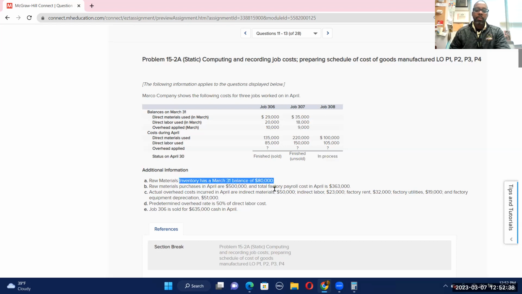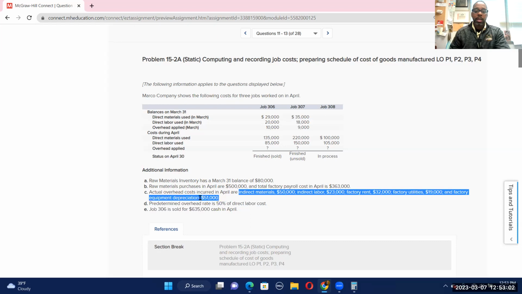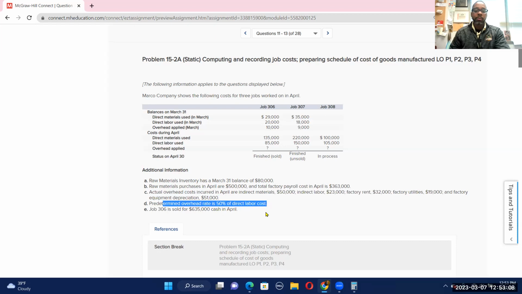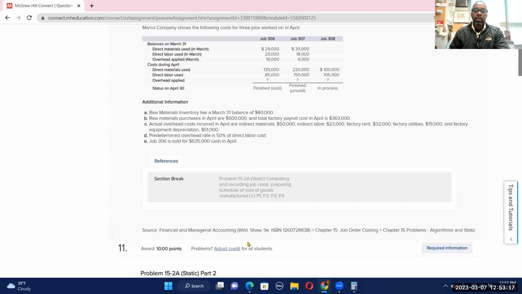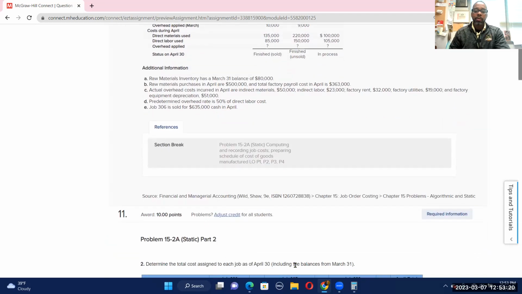Raw materials inventory on March 31st was 80,000. Raw materials purchased in April were 500,000. The total factory payroll cost in April was 363,000. Actual overhead costs in April: indirect materials was 50,000, indirect labor is 23,000, factory rent was 32,000, factory utilities was 19,000, and factory equipment depreciation 51,000. The overhead is 50% of direct labor. And job 306 has been sold for 635,000. So the first thing is they want you to determine the cost assigned, right?